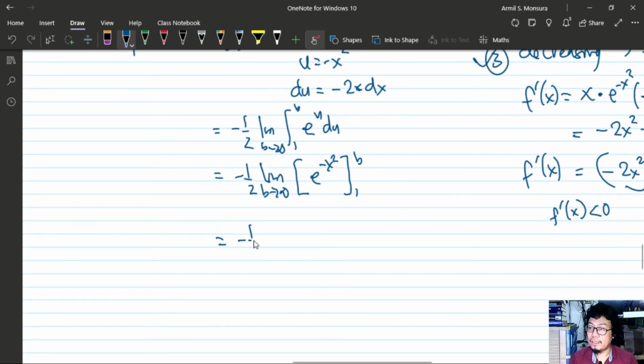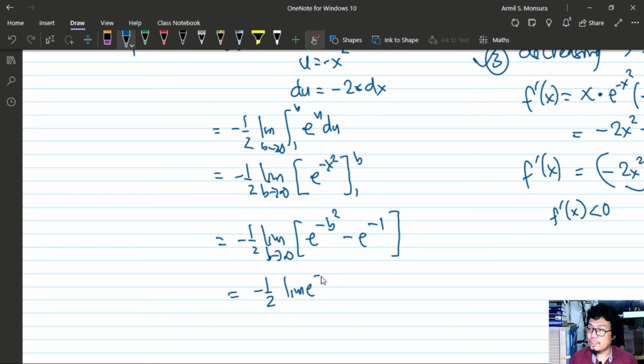So we will have negative 1/2. We will evaluate this. We will substitute the upper limit first. So we will have e raised to negative b squared, minus e raised to negative 1, as b approaches infinity. Or simply, this is negative 1/2 times the limit of e raised to negative b squared as b approaches infinity, plus 1/2 e raised to negative 1.